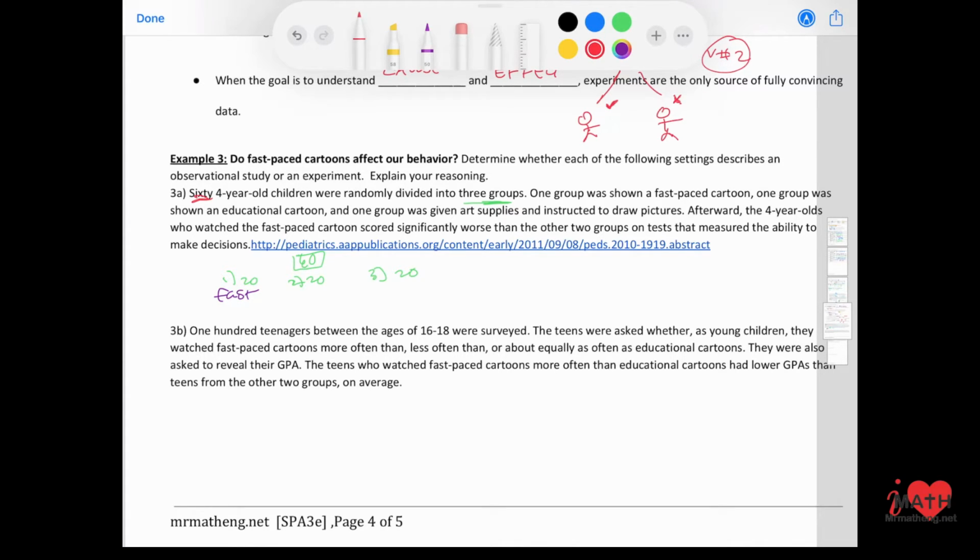One group was shown educational, and one group was given art supplies. I don't know, I need to draw pictures, so I guess they're just drawing there. So, educational, and one was fast-paced. Okay? So, this is what our 60 looks like. Afterwards, the 4-year-olds who watched the fast-paced cartoon scored significantly worse than the other 2 groups on tests that measured the ability to make decisions. So, question. Is this an observational study or an experiment?